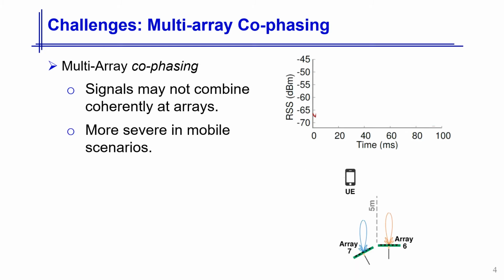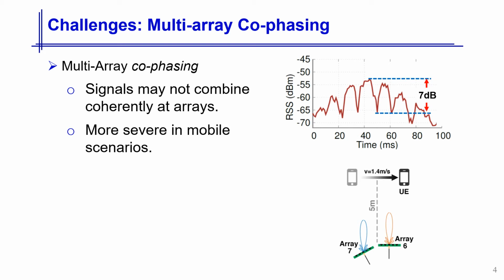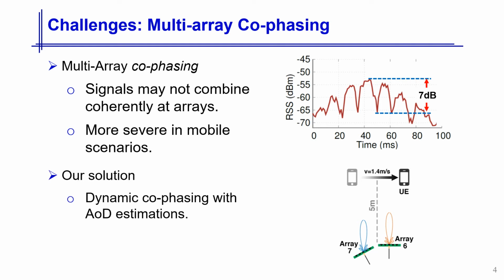The second challenge is multi-array co-phasing. Due to the relative location and orientation differences among phased arrays, the emitted signals do not necessarily combine coherently at the receiver, causing RSS fluctuations up to 7 dB. This effect becomes more severe when the UE is mobile. In X-ray, we propose a dynamic co-phasing design that proactively predicts and corrects the phase differences of arrays with low overhead.